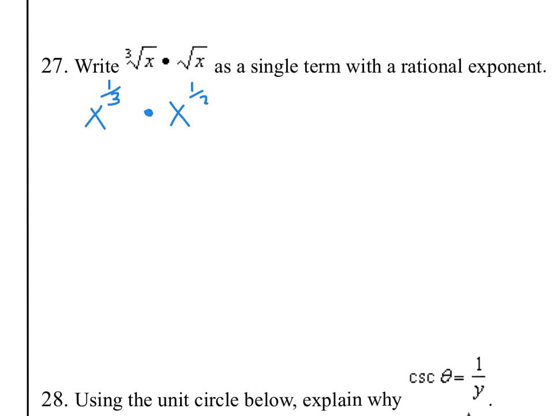All right, well, I know that if I have the same base, I can keep the base, and I can add those exponents. So I'm going to add 1/3 plus 1/2. And when I get that, you could put that in the calculator, alpha y equals, right, 1/3 plus, and then alpha y equals again 1/2. And you will get 5/6.